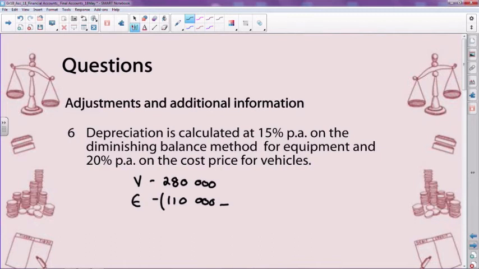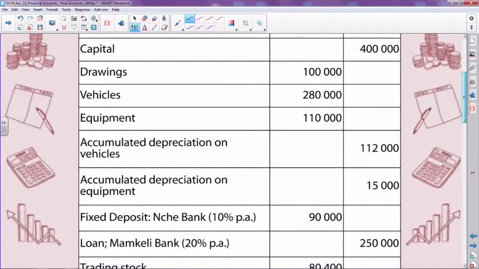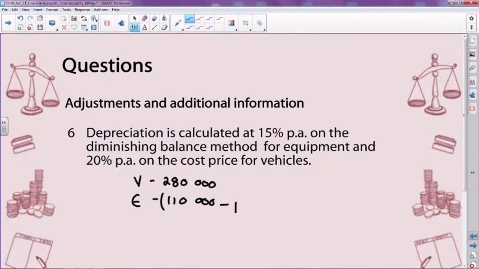Where will I find the info again? I will find it on your trial balance, and that is 15,000. So what you need to do, and I'm just going to show you shorthand, you need to minus the 15 here, and then I'm going to look at the percentages. So on vehicles, it's cost price, 20%. So let's go and say times 20%.